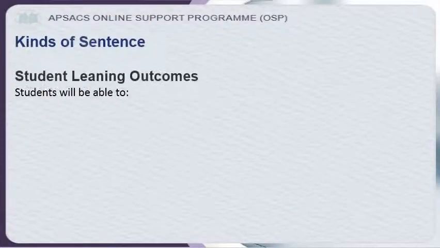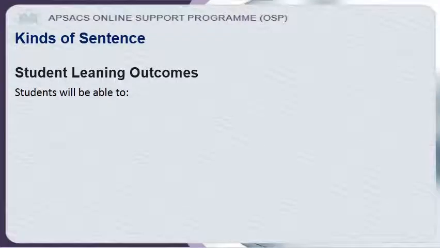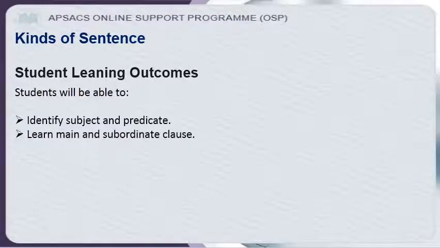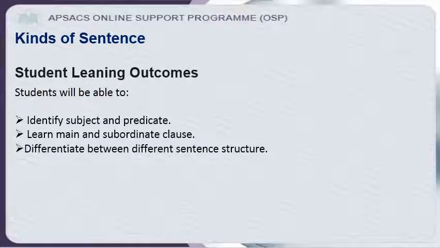After this lesson, we believe that students will be able to identify subject and predicate. You will know what a subject and predicate in a sentence are. You would know about main and subordinate clauses. You can differentiate between them, and also differentiate between different sentence structures and how many types of sentences there are according to the structure.